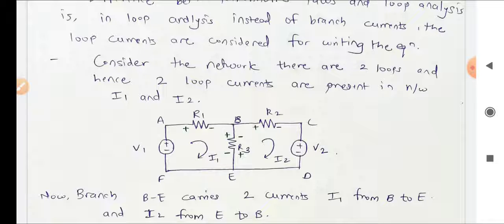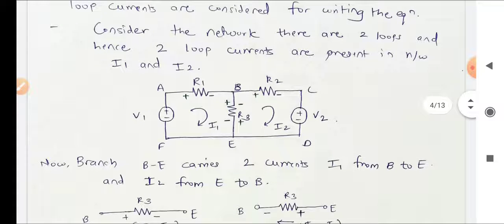This method is mainly used to find the current in circuits which have many nodes and loops. Now to get an idea, we'll consider one network. This is the network on the screen, A, B, C, D, E, F, A. In this network two loops are present, loop A, B, E, F, A and loop B, C, D, E, B. As two loops are there, two loop currents are present in the network. So we'll assume I1 is loop current 1 and I2 is loop current 2.